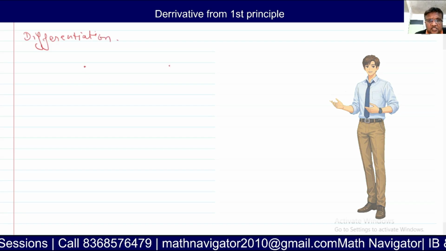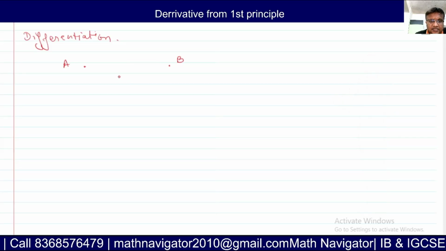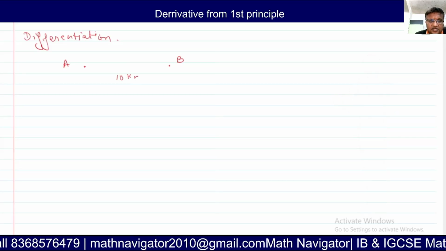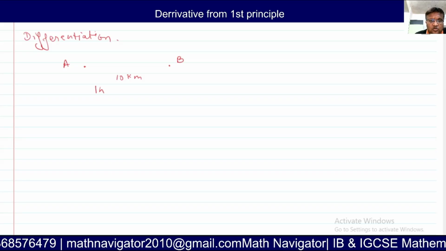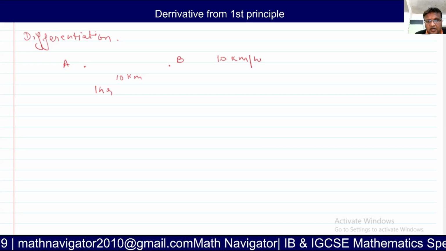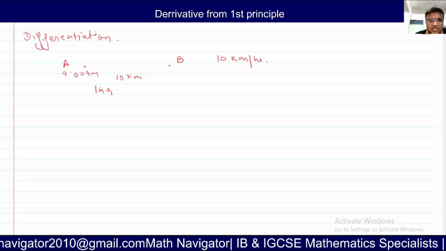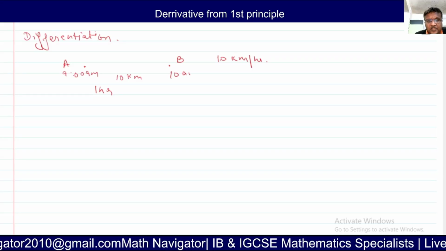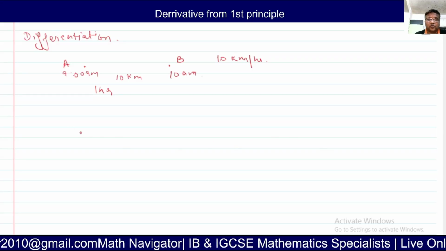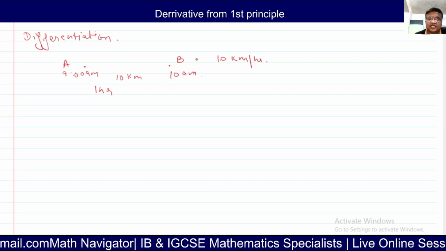This is point A. This is point B. Let's say this distance is 10 km and you take 1 hour to cover this distance, so your speed is 10 km per hour. You start here at 9 and you reach here at 10 a.m. So if I ask you the speed between 9 a.m. to 10 a.m., you will simply tell me 10 km per hour.